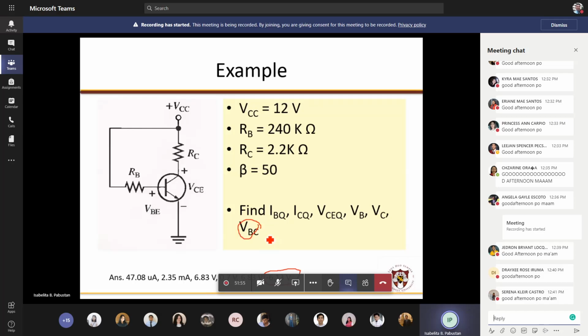Ang hinahanap kasi sa iyo is VBC. Remember, this one is an NPN. You have here a plus, you have a minus. For the VBE, ang VCE naman is plus minus like this one. Ang VCB, kaya as I said a while ago, you take note of how I said it. This is VCB. You call it as VCB because collector to base, voltage across the collector base junction. Ang tinatanong sa inyo ay VBC dito.